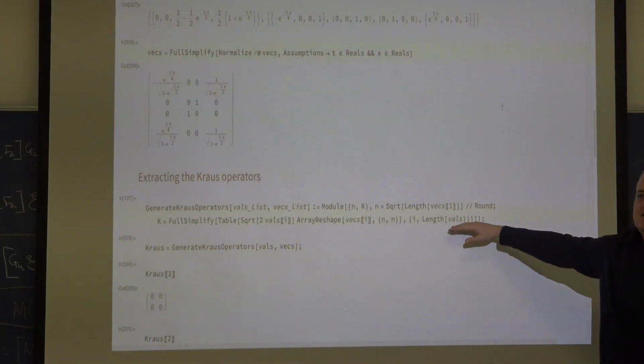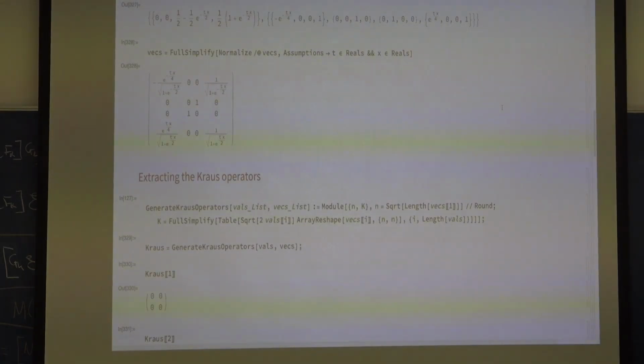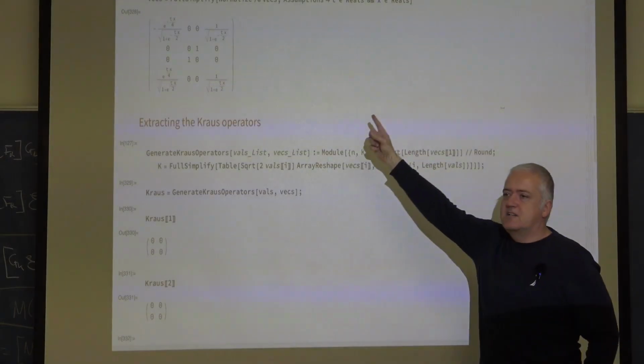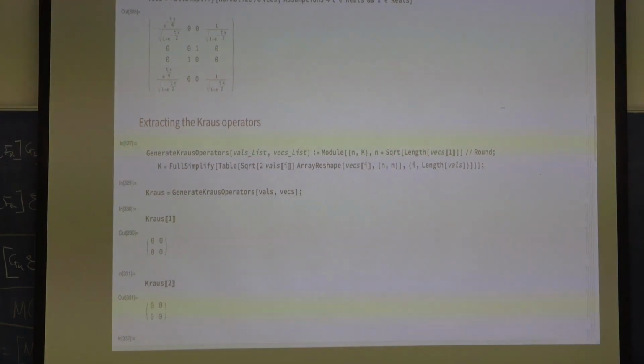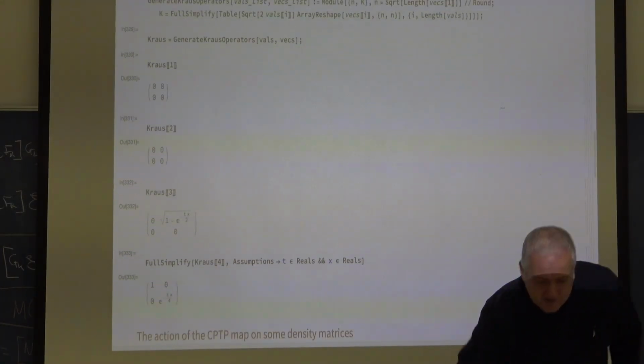In Mathematica, this vectorization is simply just a reshape of the matrices. So you basically take the vector and unstack the entries. And here are the Kraus operators. We have 2 that are 0 because our Choi-Jamiołkowski operator has 2 0 eigenvalues. And then the 2 non-zero eigenvectors are these ones.